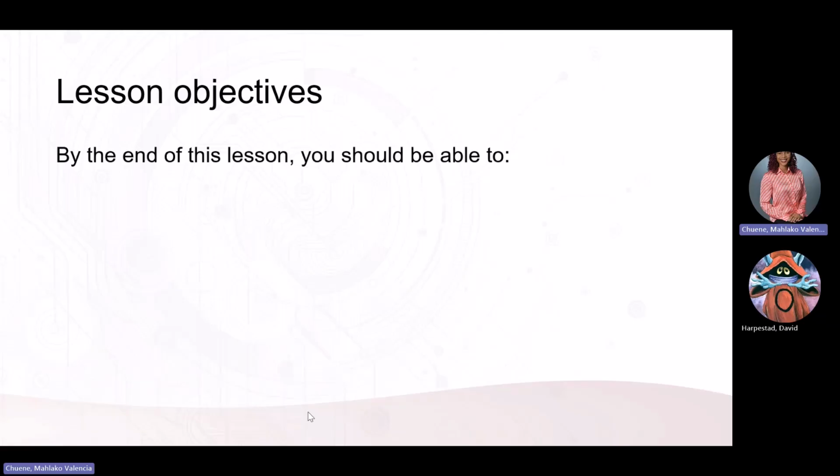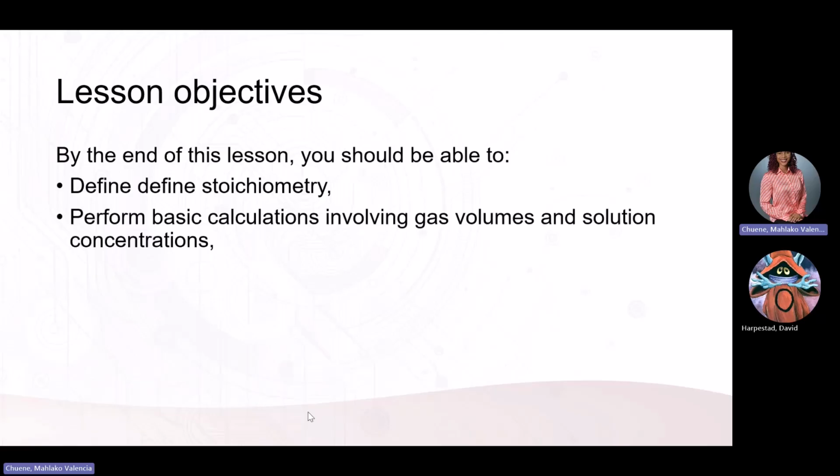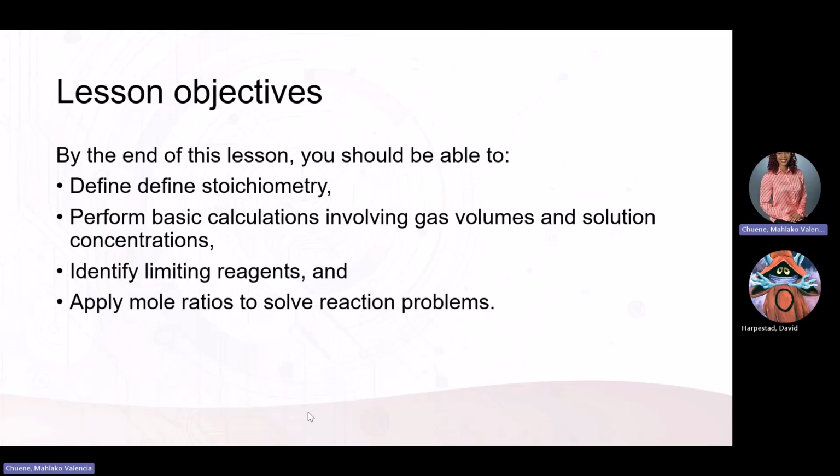Now, before we get into it, by the end of this lesson, you'll be able to define stoichiometry, perform basic calculations involving gas volumes and solution concentration, identify limiting reagents, and apply mole ratios to solve reaction problems. So don't worry, we will be doing it step by step, so it will not be overwhelming.